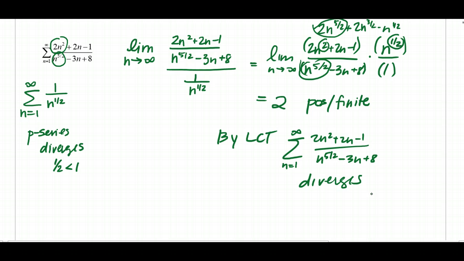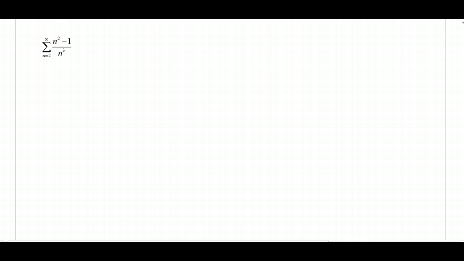They both diverge. Alright, this next one, the sum from n equals 2 to infinity of n squared minus 1 over n cubed. So again, just to talk about the starting index here, we had to start at an index of 2 so that when I plug into 2 squared is 4 minus 1, it's going to give me a value that is positive, right? So I'm going to get 4 minus 1, which is 3.